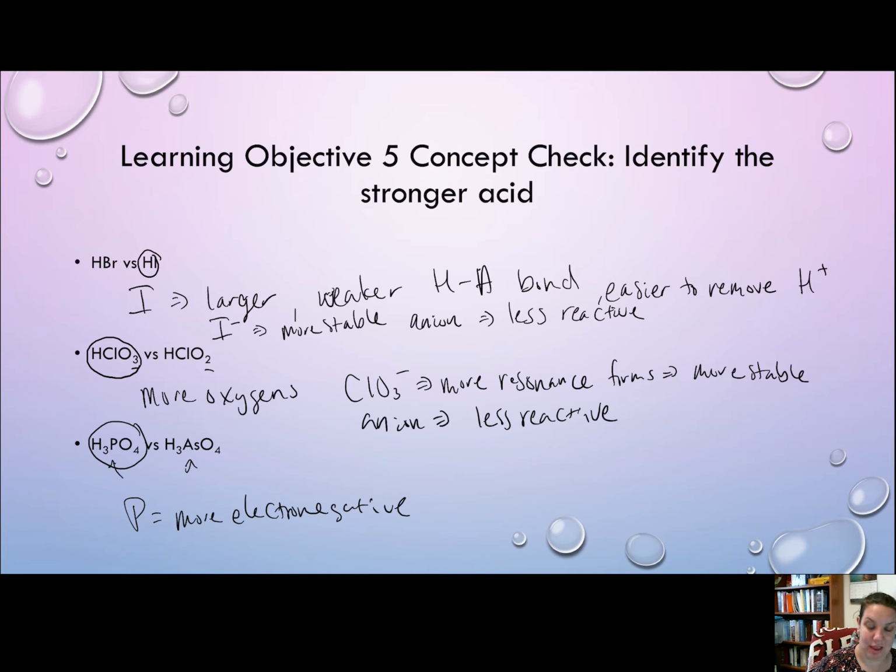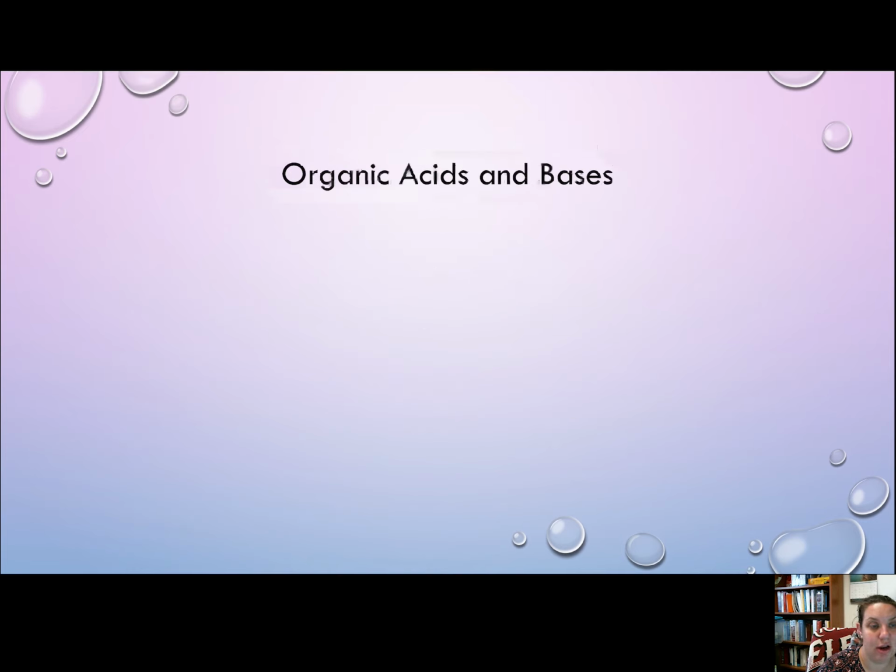Okay, let's move on to Lewis acids and bases. So we're going to go through a couple of different types of acids and bases and look at the organic versus inorganic acids and bases, and then specifically Lewis acids and bases and some other things. So the rest of this chapter, we look at different acids we haven't looked at so far.